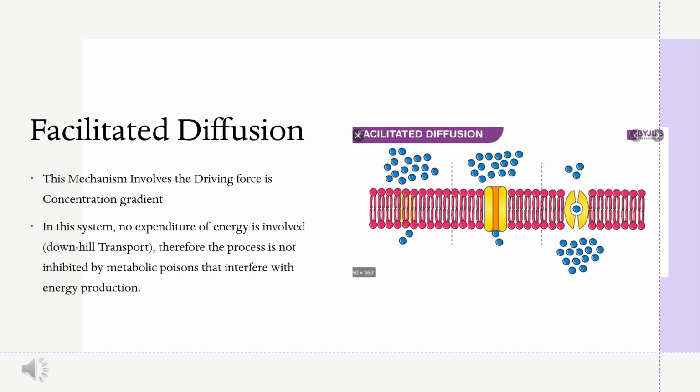Facilitated diffusion: this mechanism's driving force is the concentration gradient. In this system, no expenditure of energy is involved. Therefore, the process is not inhibited by metabolic poisons that interfere with energy production. It is of limited importance in the absorption of drugs; examples of such transport systems include entry of glucose into RBCs and intestinal absorption of vitamins B1 and B2.